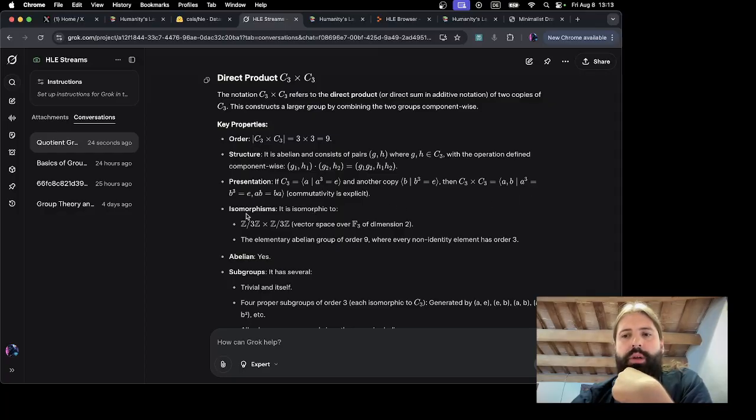A cubed equals B cubed, which equals E, and A times B equals B times A. So if you apply A and then B, it is the same as applying B and then A.